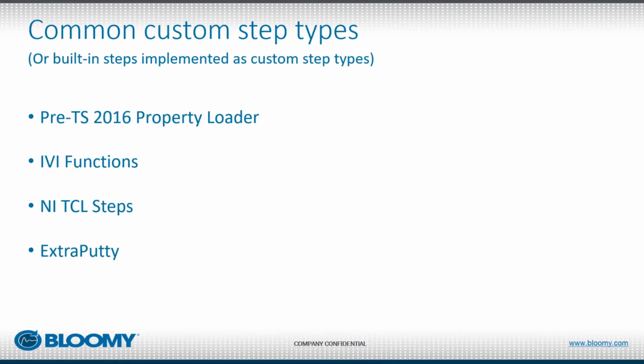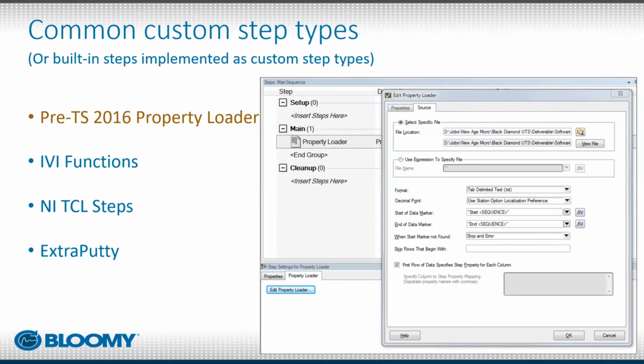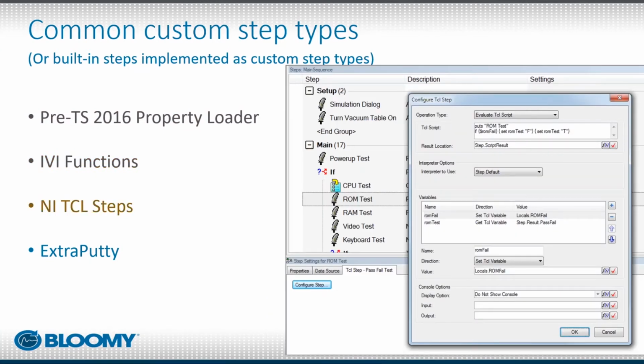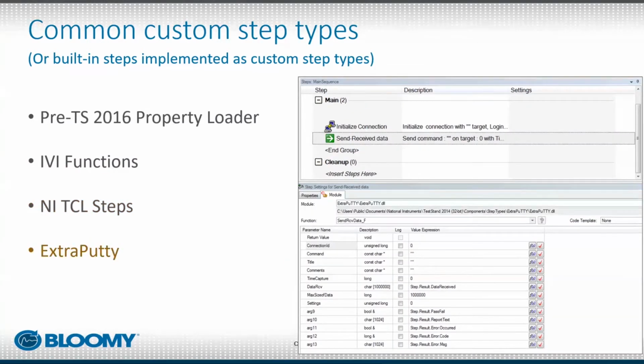So custom step types are pretty common. You may have already used them and not be aware of it. Before TestStand 2016, the property loader was a custom step type. IVI functions are custom step types. The Pickle steps that are provided are custom step types, as well as Extra Putty. These can all be added into your TestStand application. Some of these are by third-party companies, and others are by National Instruments themselves.